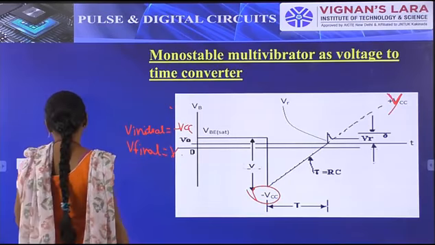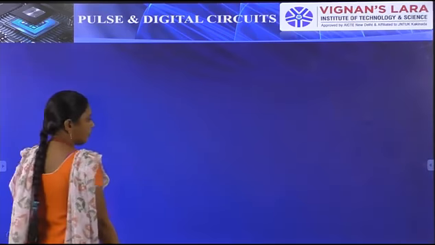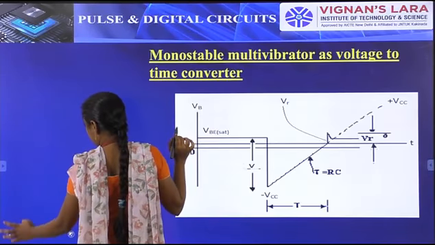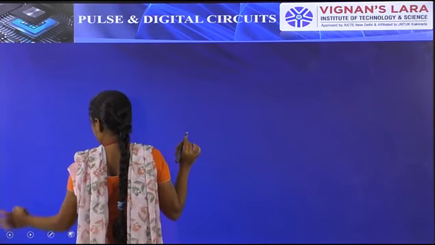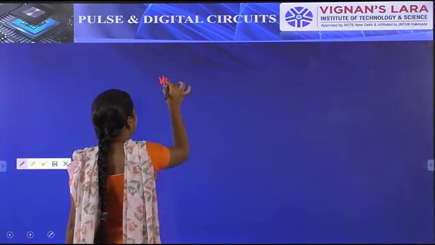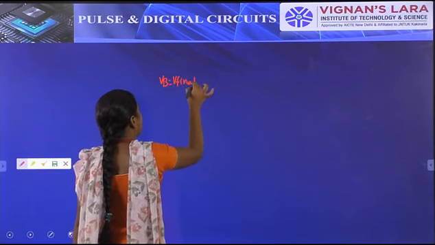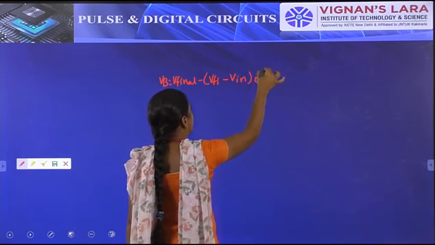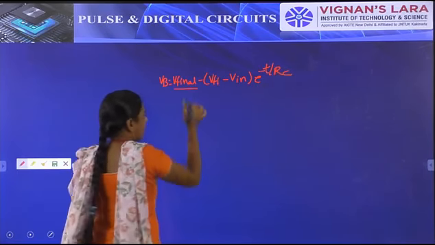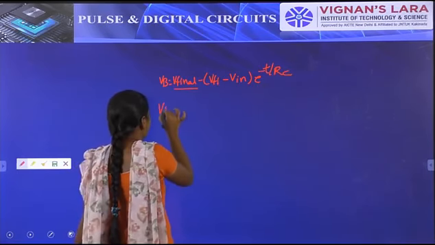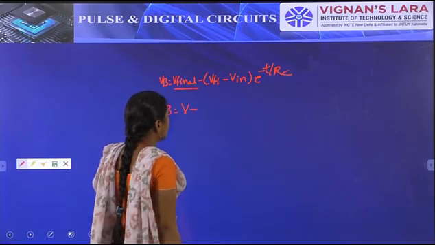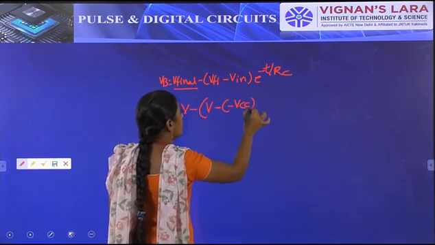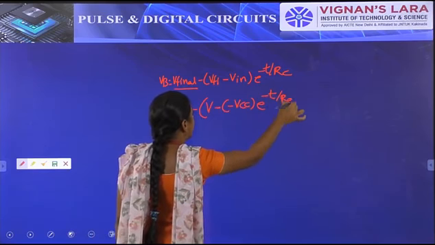So just substitute these values and we get how voltage to frequency conversion can be performed. So that is VB is equal to V final minus (V final minus V initial) into e power minus T by RC. And what is the V final value? The V final value will be V, and V initial will be minus VCC, into e power minus T by RC.